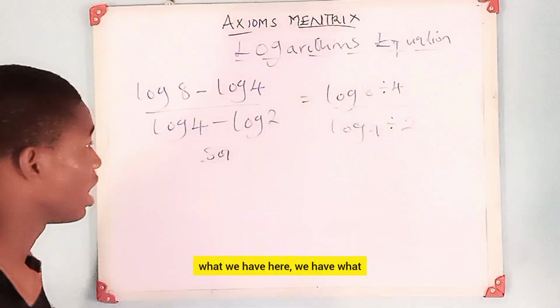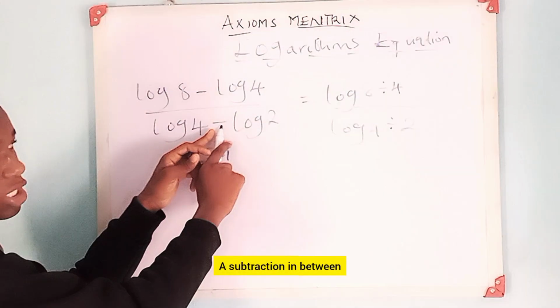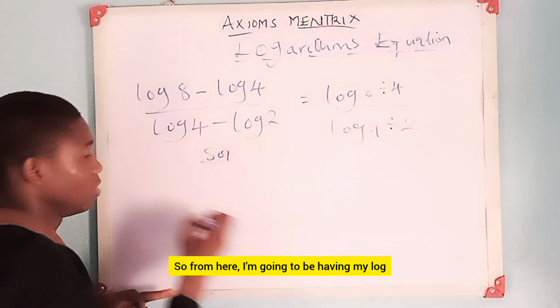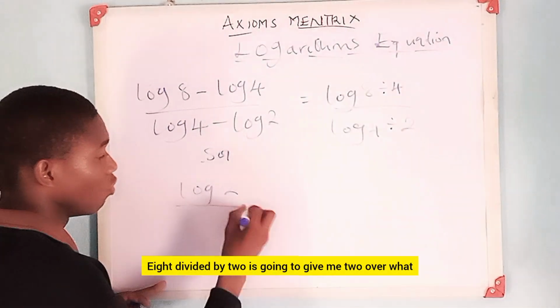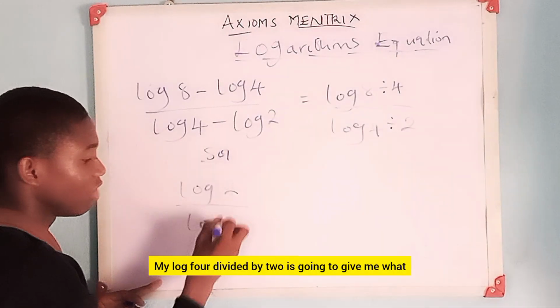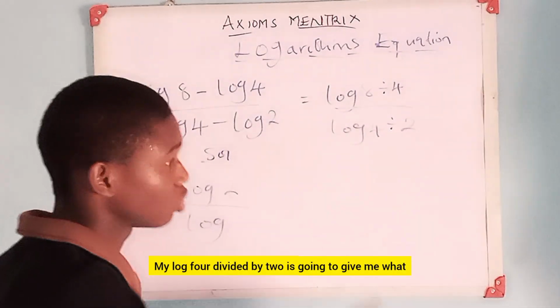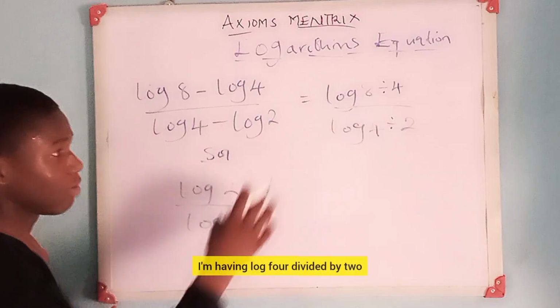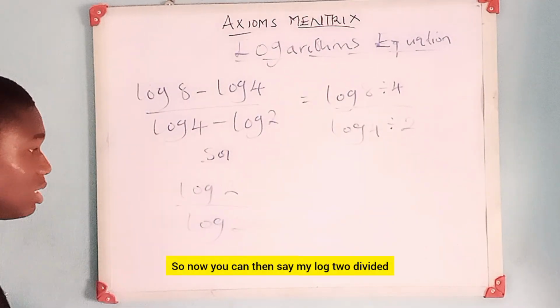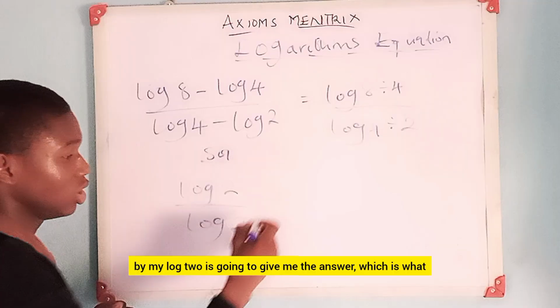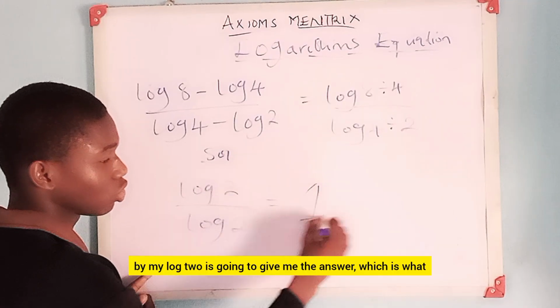Because if you look at what we have here, we have a subtraction in between. So from here, log 8 divided by 2 is going to give me 2 over, log 4 divided by 2 is going to give me 2. So now from this place, I'm having log 4 divided by 2, which is going to give me 2. So now you can say my log 2 divided by my log 2 is going to give me the answer, which is 1.